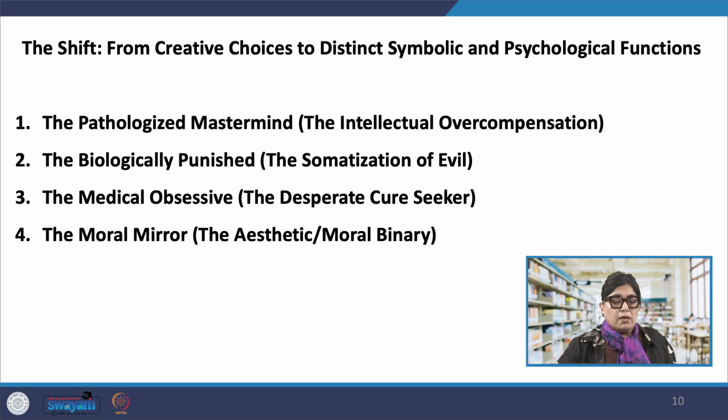The classic examples are the Phantom in The Phantom of the Opera or Howard Clifford in Detective Pikachu, who attempts to transfer his mind out of his paralyzed body into a powerful creature. Coming to the moral mirror, the aesthetic moral binary. The clinical framing: the villain is given explicit scars, asymmetrical features, or a missing limb solely to serve as a stark visual contrast to a physically flawless, pure-hearted hero.